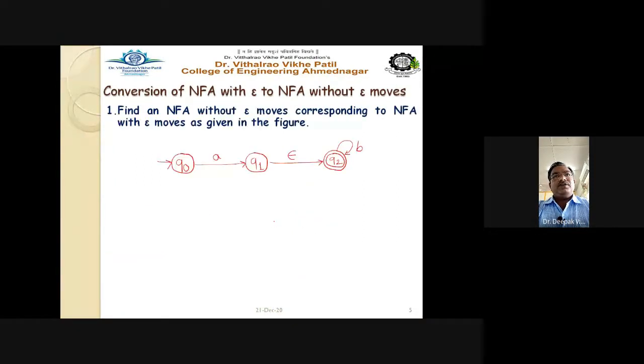So let us start with some examples. Find an NFA without epsilon moves corresponding to the NFA with epsilon moves given in the figure. The aim is that we have to convert this epsilon NFA to the NFA without epsilon moves. This is the diagram for the ENFA: Q0 on input a goes to Q1, Q1 on epsilon goes to Q2, and Q2 has only one transition, b, a self transition.